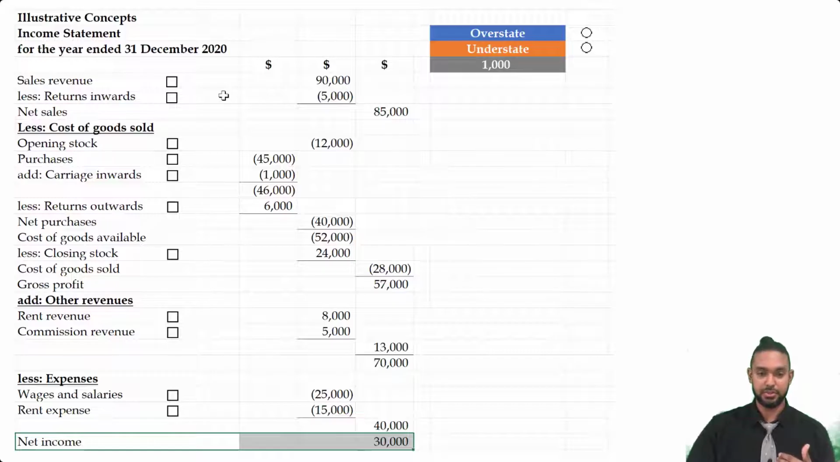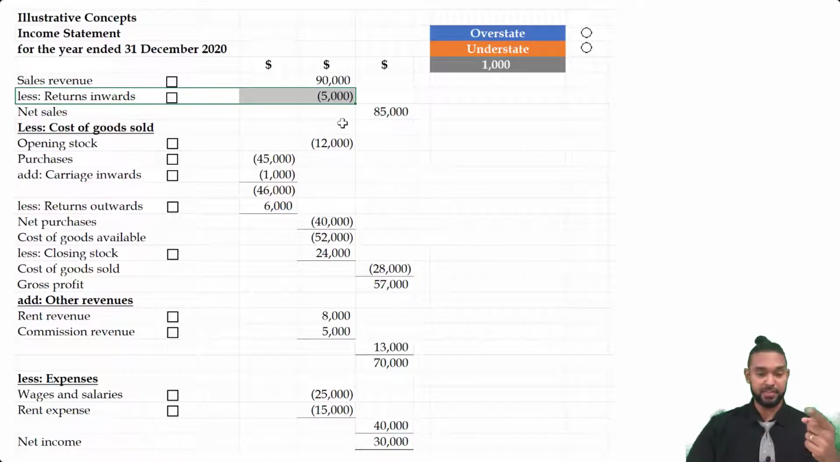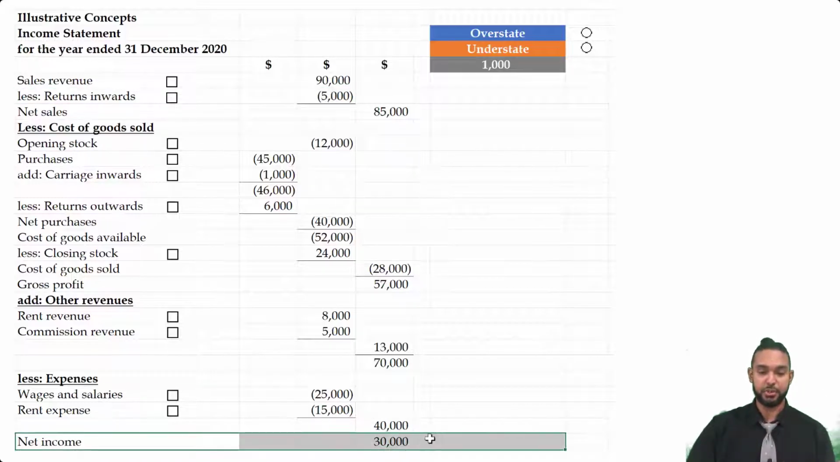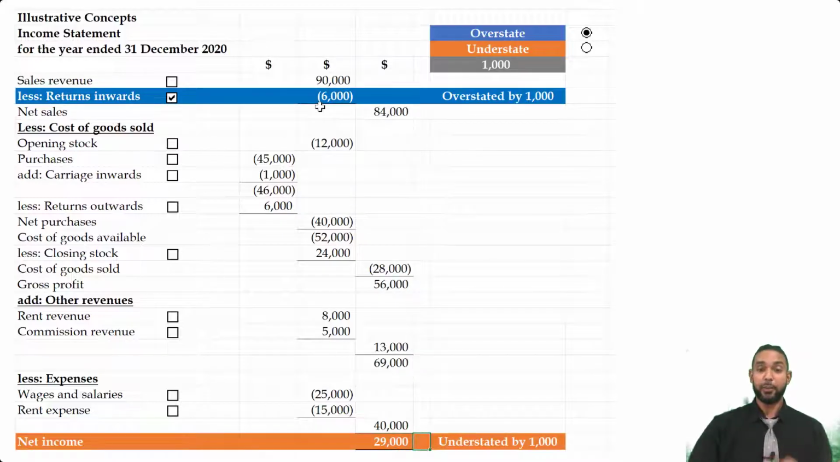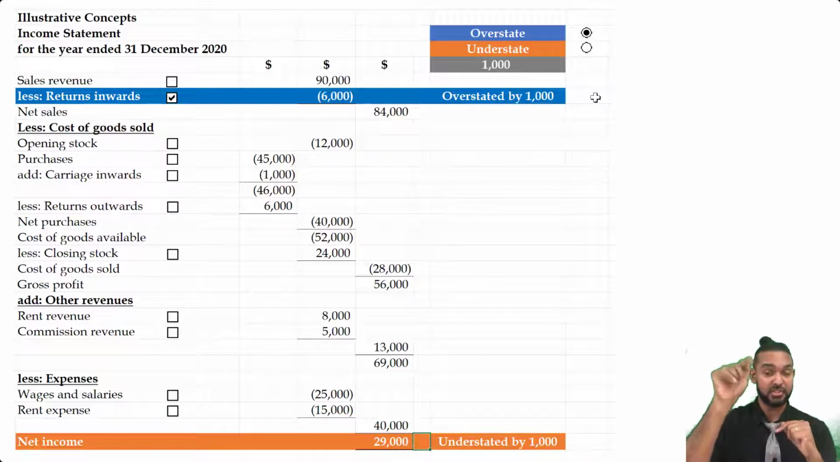Let's take a look. So this is going to go up to 6,000 because we're going to overstate it. So we're saying that net income should go down to 29. Let's click overstate. Are we correct? Oops, I didn't click returns inwards. Let's check it out. There you go. It went up to 6,000, which is overstated by 1,000. And look at that. Net income is understated by 1,000, right? So our hypothesis seems to be working so far. So we saw that if returns in was overstated, net income was understated. So that behaves just like an expense.